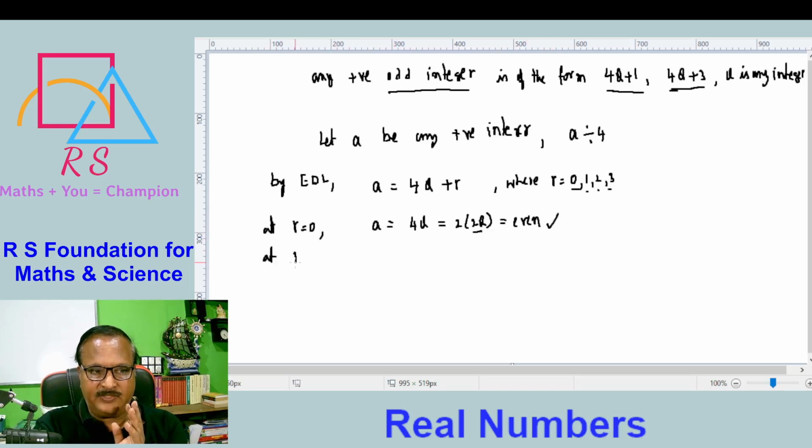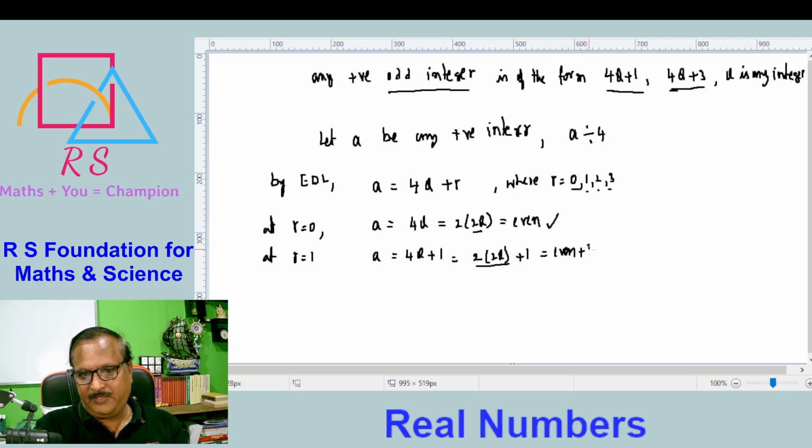Let us say at r is equal to 1. Then a is 4q plus 1. Let us write this in the general form of an even number: 2 into 2q, this is even, plus 1. 4q is already even, so this entire thing is even plus 1. An even number, if you add 1, becomes an odd number. So at r is equal to 1, a is an odd number.